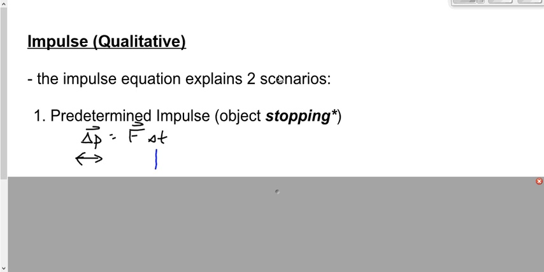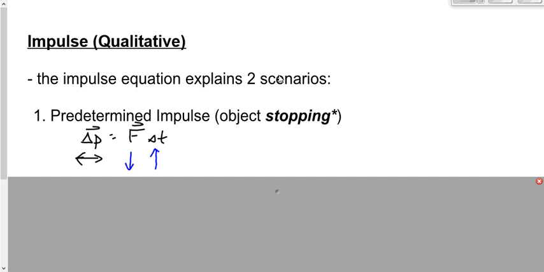If I can increase the time that it takes to stop by bending my knees, by gradually putting my foot on the brake pedal versus hitting the concrete wall, by cradling the baseball as it's coming towards me, or the hockey puck, or the basketball, or by using an airbag to absorb the impact on my face or on my head when I'm in a car crash, if I can increase the stopping time and the impulse is going to stay the same, then the force must go down. It's not impulse that hurts, it's force that hurts.